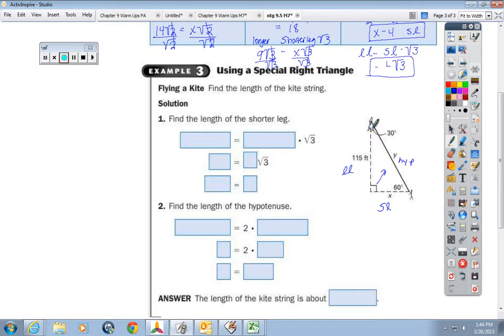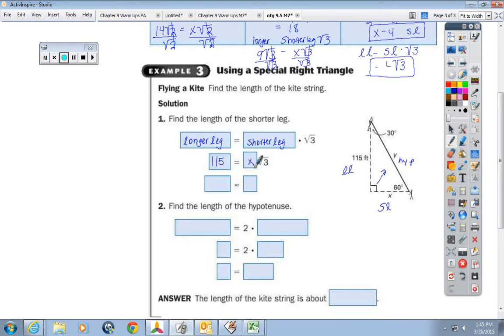This is a multi-step problem. So the first thing I'm going to start out with is the fact that I know that the longer leg equals the shorter leg times the square root of 3. Now I know the length of the longer leg. What is it? 115. And that equals x, which is the shorter leg, times the square root of 3. Now, here's where I will have to use my calculator.